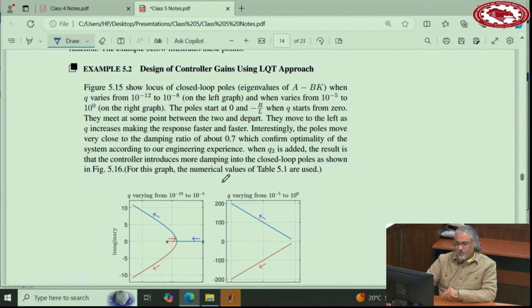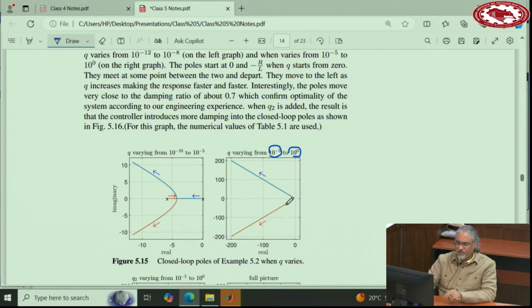Now, if you increase Q, let's say from 10 to the negative 5 all the way to 10 to the power of 0, and then observe the poles or eigenvalues of A minus BK, which is the closed loop poles, you will see they move from right to left along this path. It's almost along the path of 45 degrees, which engineers who work in control know is a very good line. It's optimal.